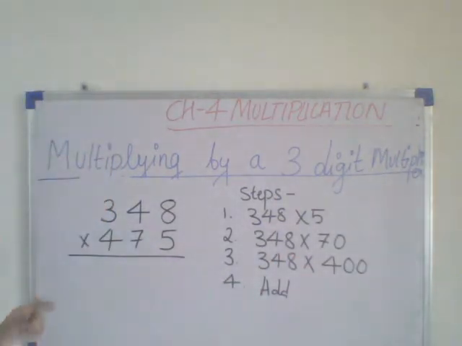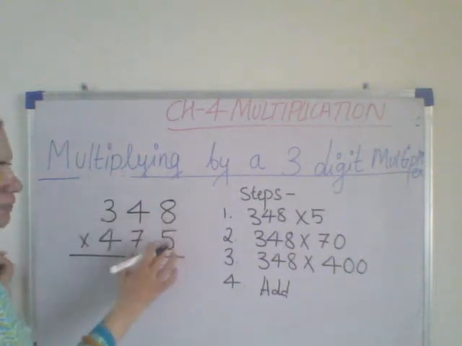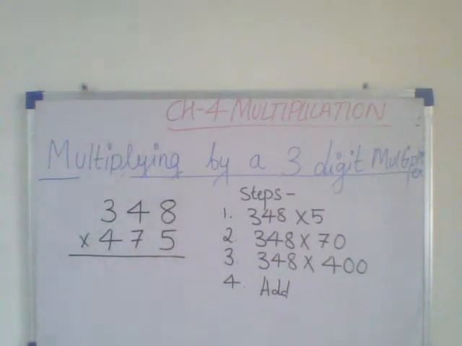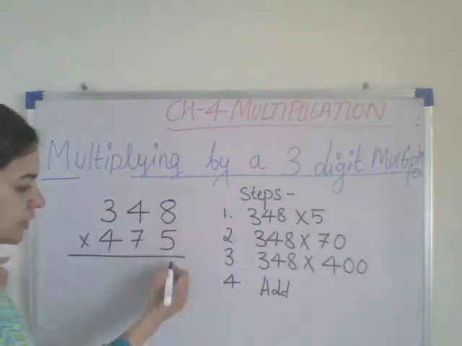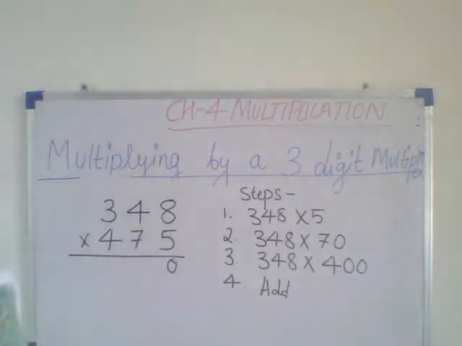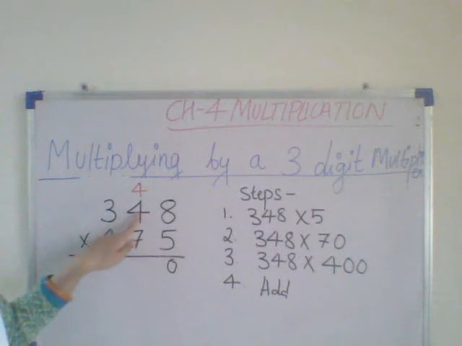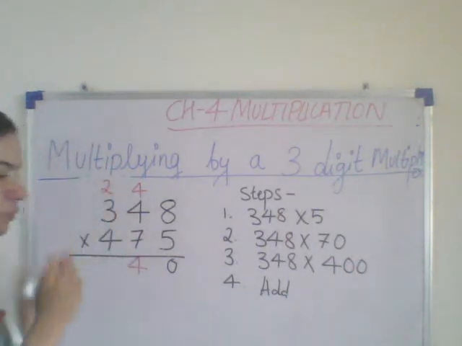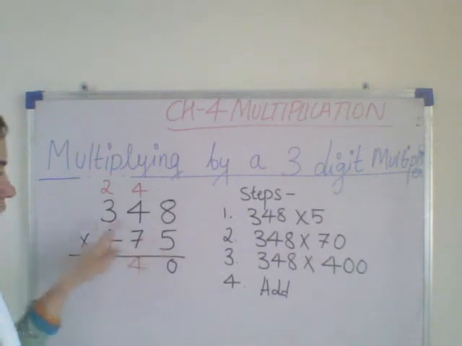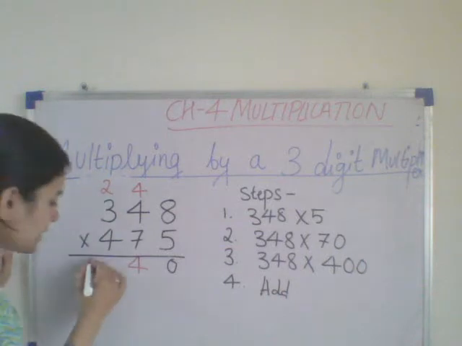So let us start our multiplication. 348 multiplied by 5. So 5 multiplied by 8 is 40. 0 I will be writing here, and 4 moves to the carry. Next, 5 4s are 20. 20 plus 4 is 24. 4 I will be writing here, 2 moves to carry. 5 3s are 15. 15 plus 2 is 17.